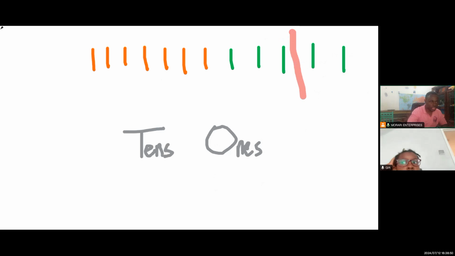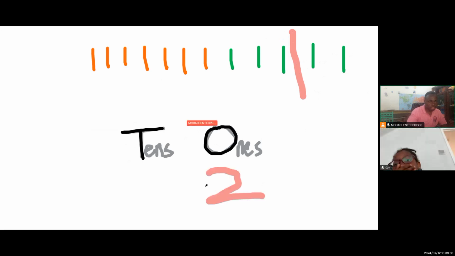What is remaining is the 2. So write the 2 under the O. Put 2 under the O. Yes. And then how many tens did we make? We made 10 ones. So that was 1 ten. So put 1 under the tens. So we have 1 ten and 2 ones. 1 ten and 2 ones. Very good.